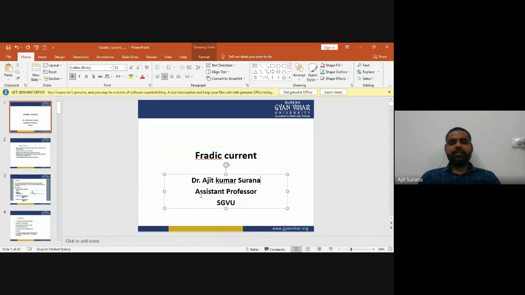Today we are discussing one of the electrotherapy topics, current. The Faradic current is a type of current, and we will see how it works in the electrotherapy department. Today we are discussing the Faradic current.